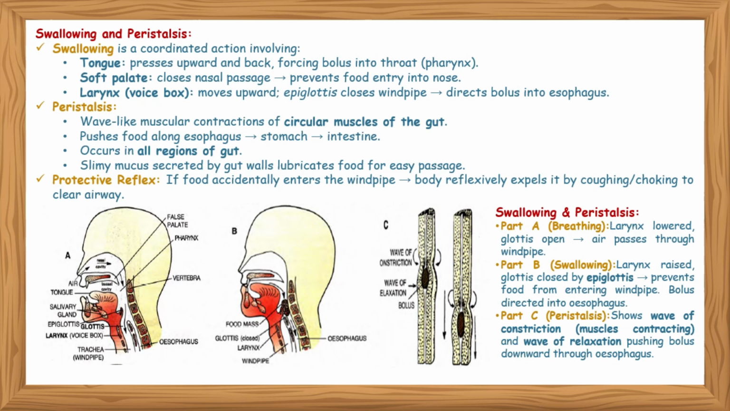Swallowing and peristalsis. Part A shows breathing. When the larynx is lowered, the glottis is open and air passes through the windpipe. Part B shows swallowing: the larynx is raised, the glottis is closed by the epiglottis, which prevents food from entering the windpipe, and the bolus is directed into the esophagus. Part C shows peristalsis: a wave of constriction, that is muscles contracting, and a wave of relaxation pushing the bolus downward through the esophagus.